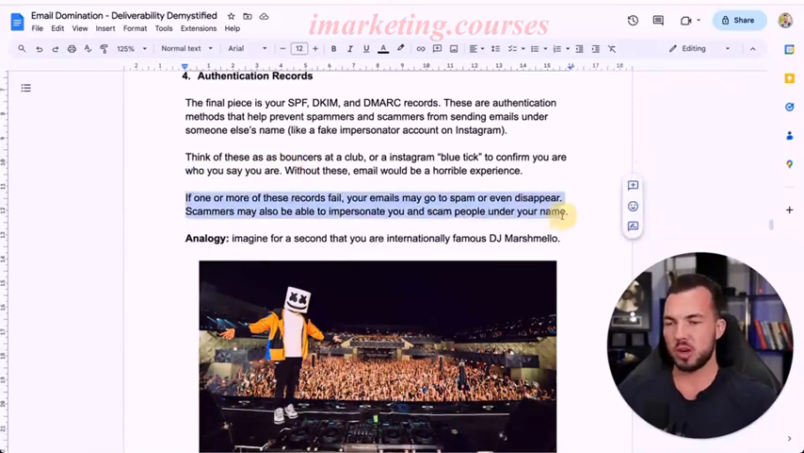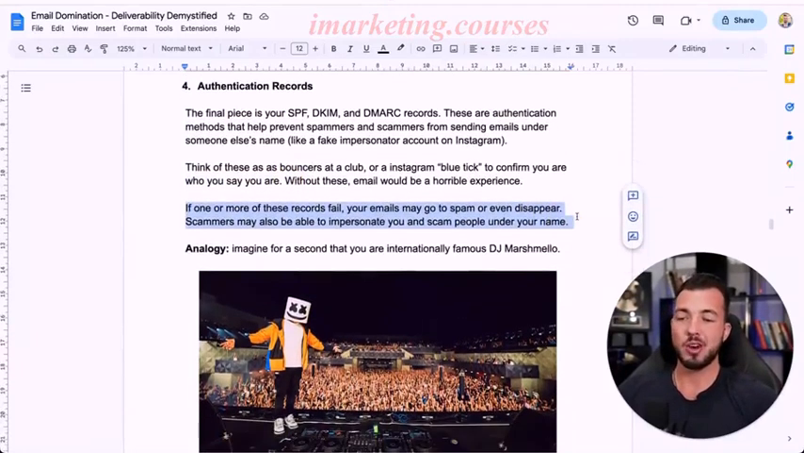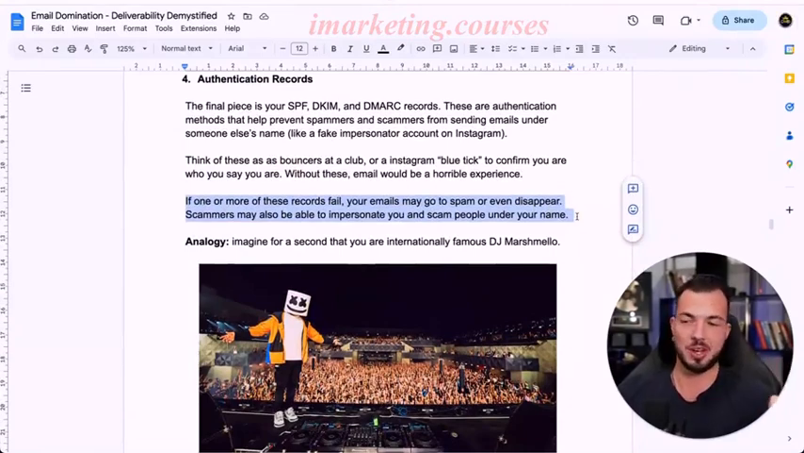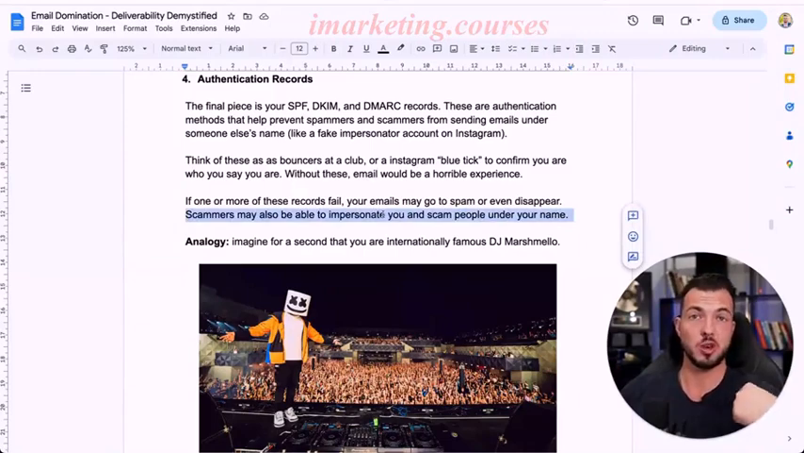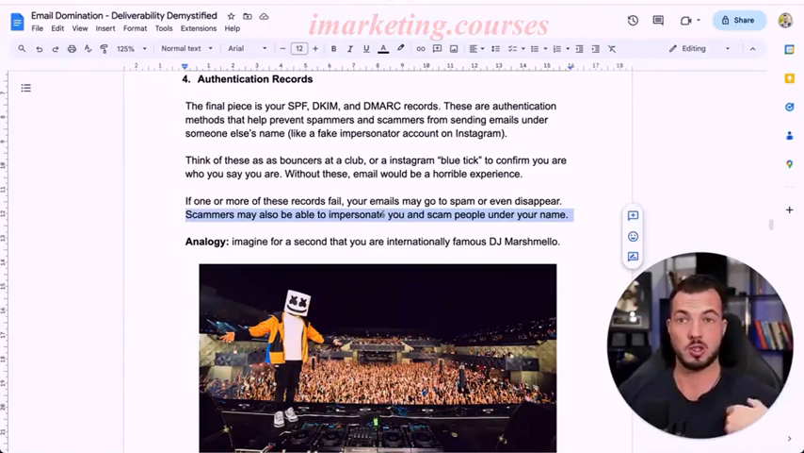If one or more of these records fail, your emails may well go to spam or even completely disappear. It would also mean scammers could impersonate you and scam people under your name, right? People could pretend to be Sean Ferris and email people bogus products and services. One, it's hurting thousands of people, which is terrible. And two, it's doing it under my name, which drags my name through the mud. It really hurts my brand and my reputation, because then people think I scammed them, when I didn't even know this guy exists and it wasn't even me at all. So that's why these exist.